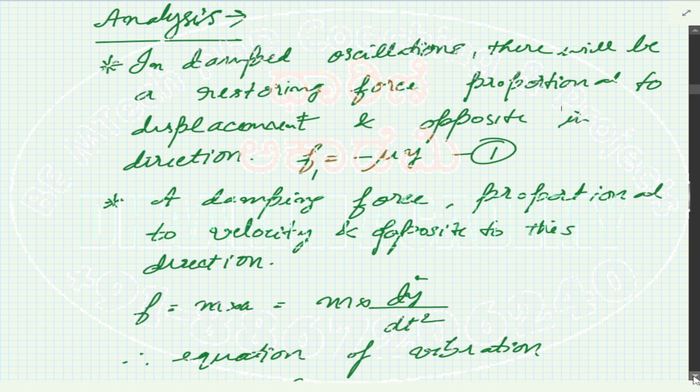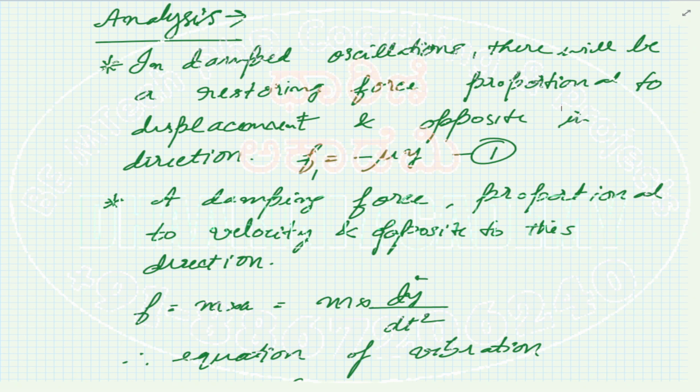But now the additional part that comes in the damped oscillation is called the damping force. The damping force acting on the body is proportional to the velocity of the object which is moving, and it is directed oppositely to that force. That means it's going to act in a direction opposite to the required direction.